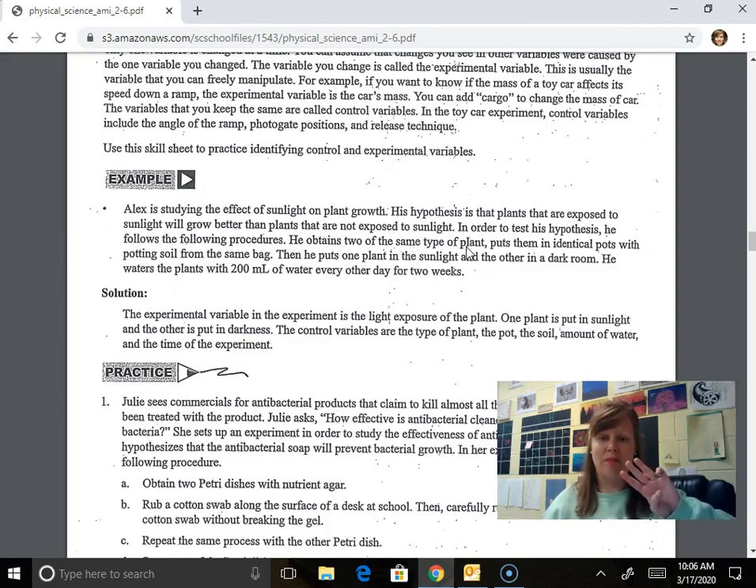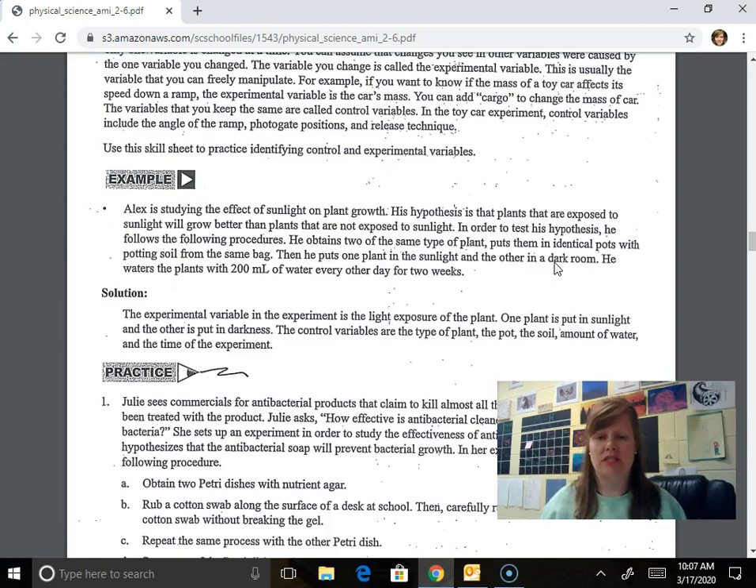But it says that he then puts them one in sunlight and one in a dark room. That's our experimental value or your variables. That's the thing that you're changing. And you can even go a little bit deeper if you want to and say to yourself, well, changing of the rooms and the light, or not the rooms, but the light, that must be the dependent, because the dependent is what you change. The independent is what changes because of the dependent.